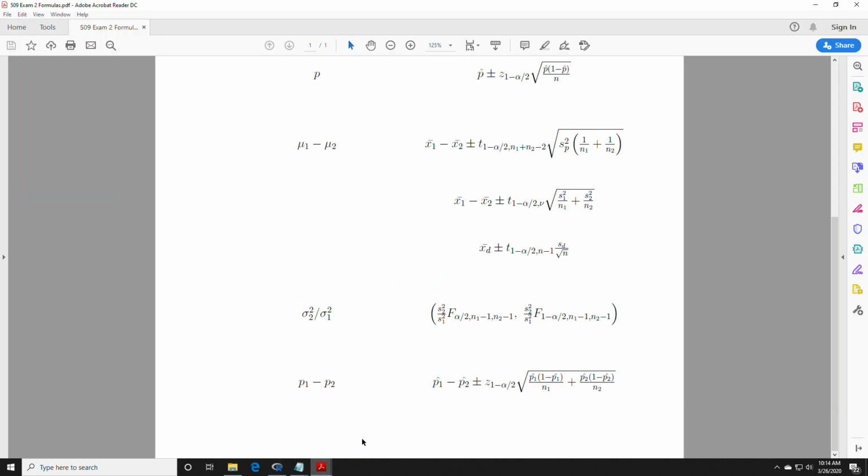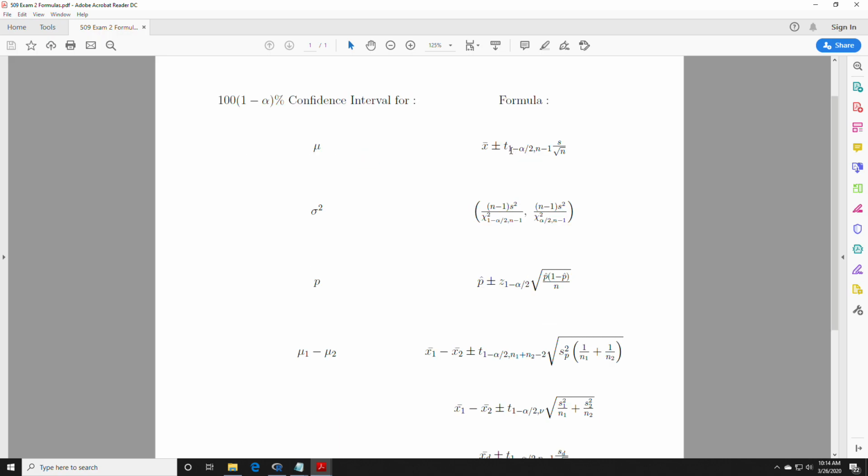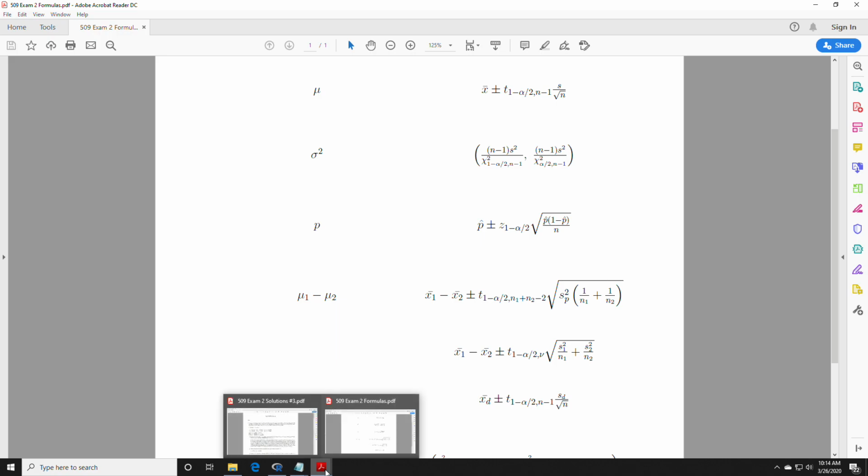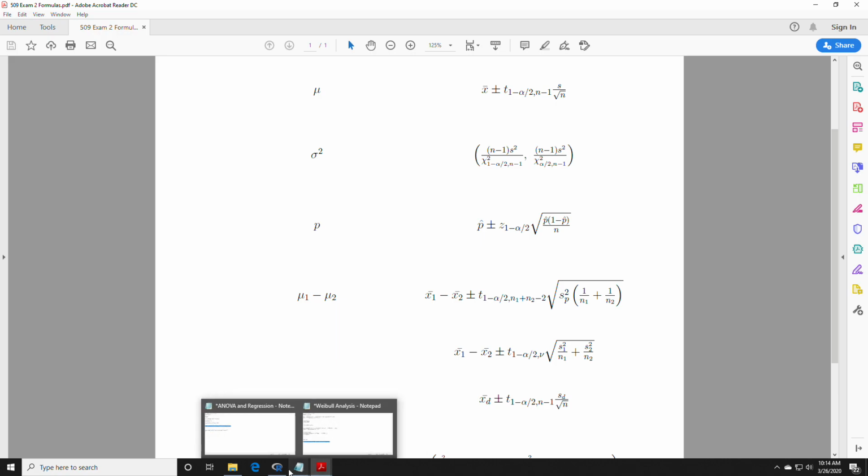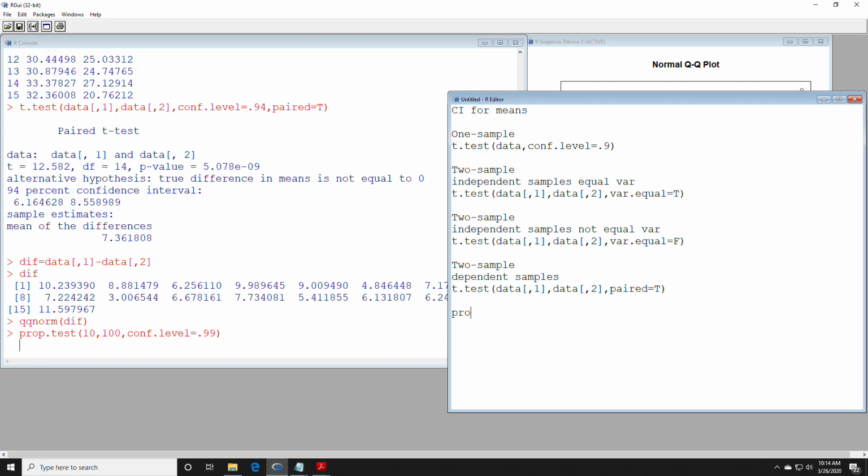Let's see here. So that's for the mean. For the variance, this didn't have a nice code. You just have to work that out yourself with this. Okay, for proportions.